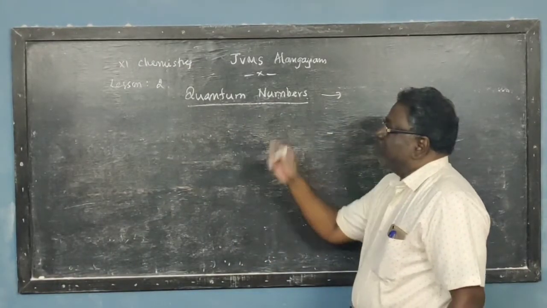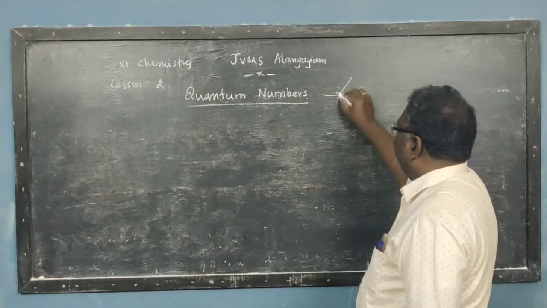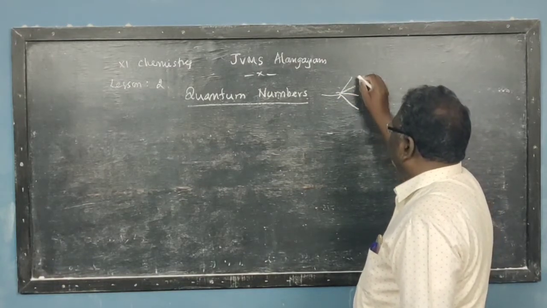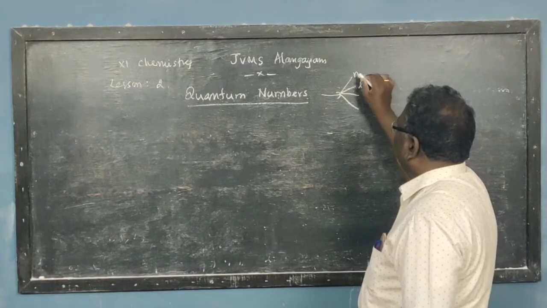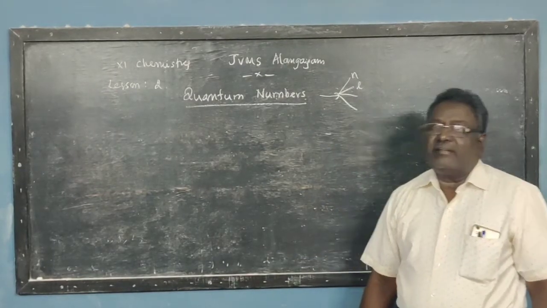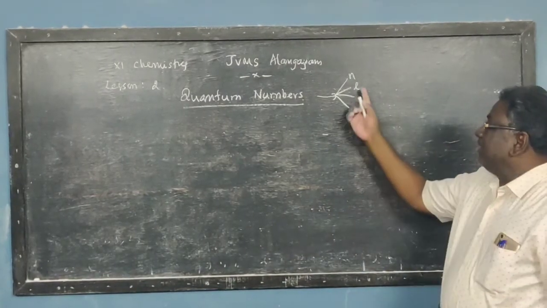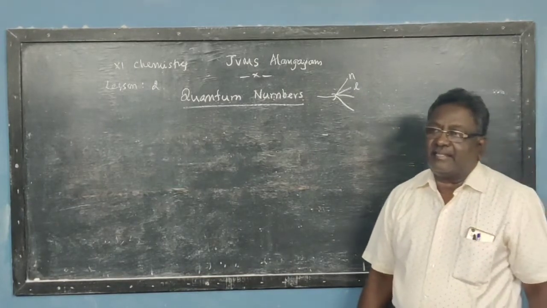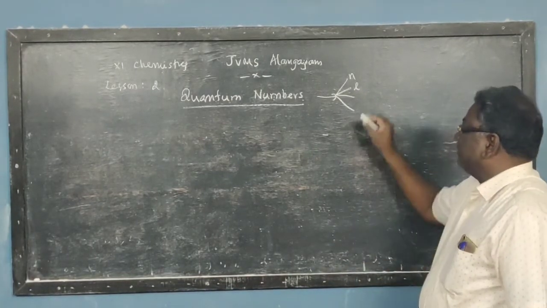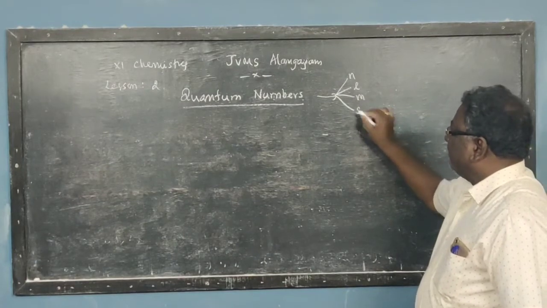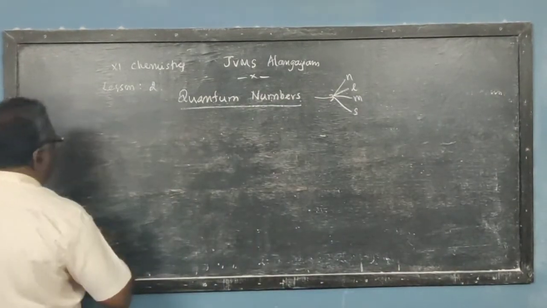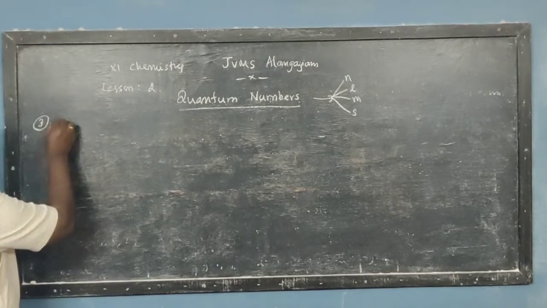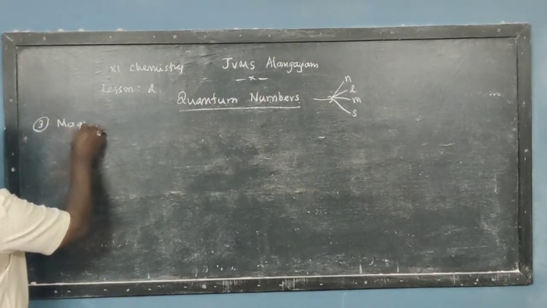Yesterday we started a very important topic called quantum numbers. We finished two quantum numbers, namely the principal quantum number and the angular momentum quantum number. N indicates the main energy level in which the electron is present, and L indicates the sub-energy level in which the electron is present. Today we are going to take up the other two quantum numbers. So the next quantum number, the third quantum number, is the magnetic quantum number.